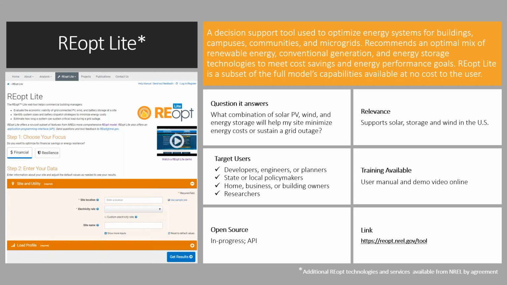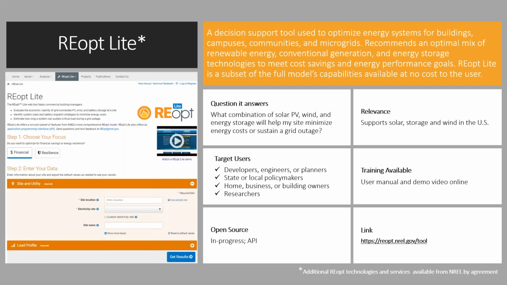Users can enter information about the site, utility, load profiles, and financial metrics, and this information can be specific to a site, or default options and simulations are available if you don't have that specific information. It is a subset of NREL's full REopt capabilities, which optimize energy systems for buildings, campuses, and communities. The full model is not publicly available at this time, but we've seen a lot of recent interest from SolSmart communities, particularly those focused on resilience planning, in understanding the economics and resilience benefits of PV paired with battery storage, particularly for critical infrastructure in those communities.